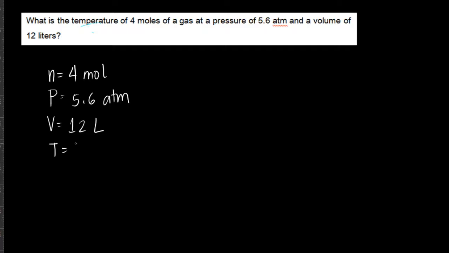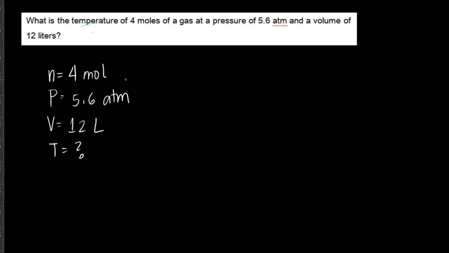So, what is the temperature of 4 moles of a gas at a pressure of 5.6 atmospheres and a volume of 12 liters? So, again, we list our givens. Okay, so here we have: what is the temperature of 4 moles of gas. So, we should list our givens, right? Moles is 4, or n equals 4 moles. And then our pressure, that's 5.6 atmospheres. Our volume, that is 12 liters. Okay, so what is being asked? What is the temperature?